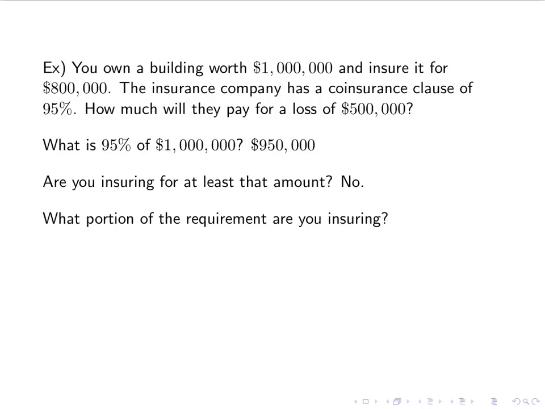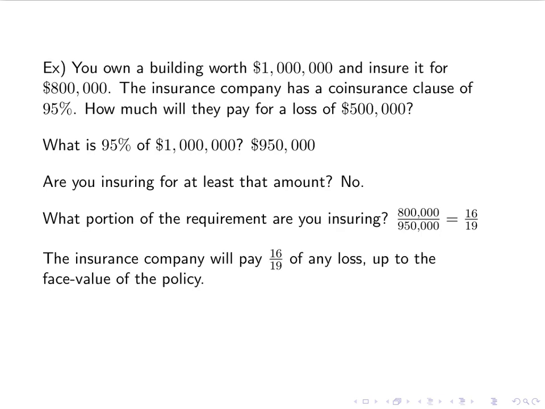What portion of the requirement are you insuring? I am insuring $800,000. I'm supposed to be insuring at least $950,000. And if I simplify that, that's 16 over 19. Again, do not round that number. You need the whole fraction. And again, what this is saying is that the insurance company will pay 16/19 of any loss up to the face value of the policy. So they will pay 16/19 of $500,000, which is clearly going to be less than the face value. So what is 16/19 of $500,000?